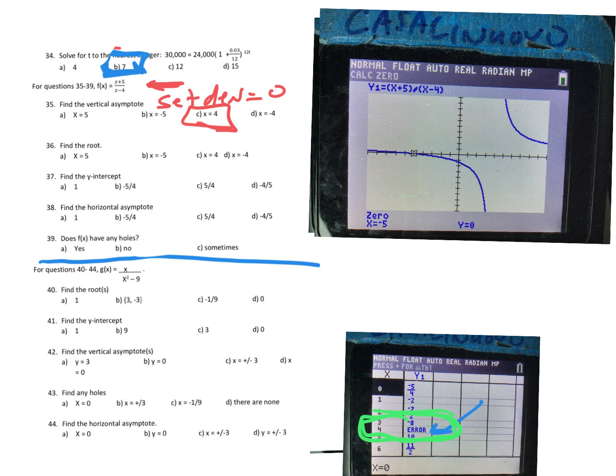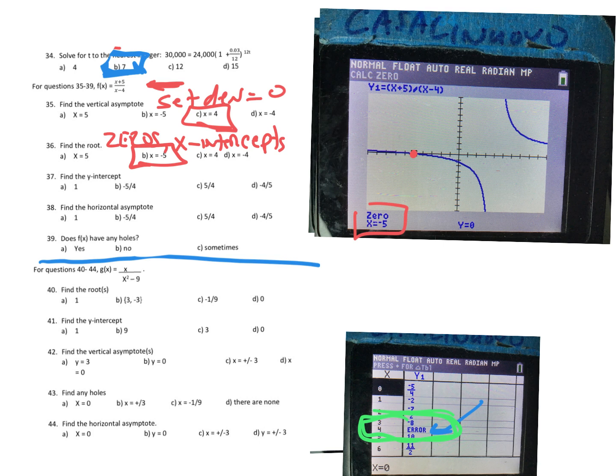For problem 36, we have to find the root. Remember, the roots are the same as the zeros. The roots are the x-intercepts, where the graph intersects the x-axis. And here I used my calculator to figure out that the 0 occurs at x is equal to -5.